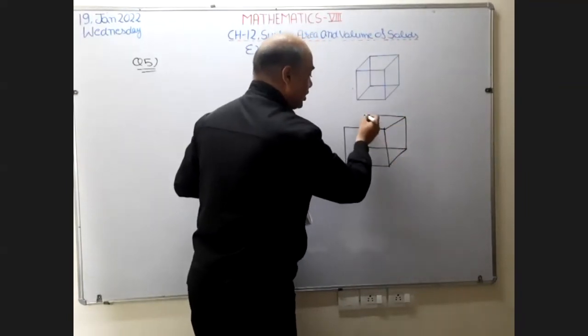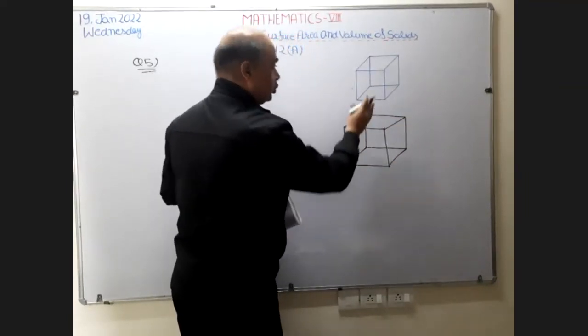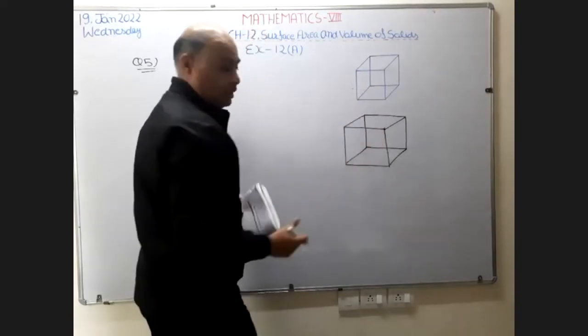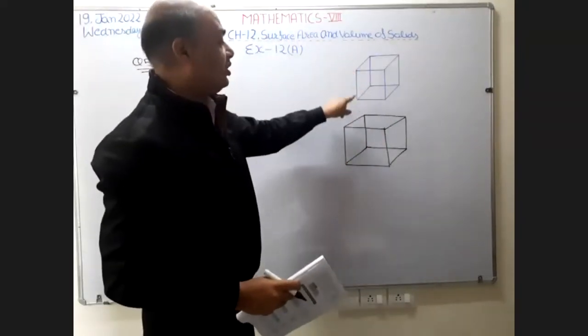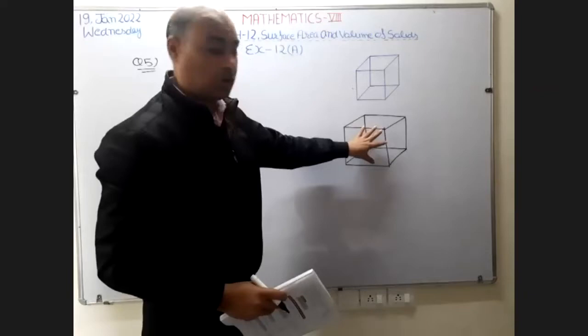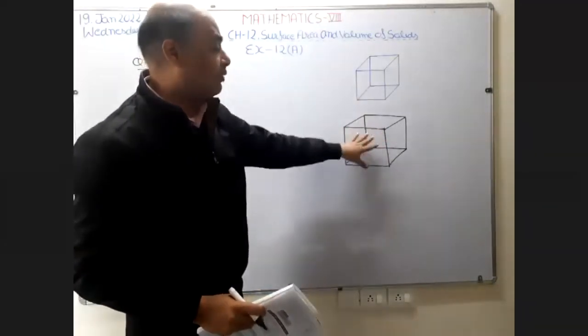When we increase the side by 50%, the shape is going to be increased in this way. This is the smaller cube. After increasing the side, this is going to be the larger cube. I hope this step is clear to everyone.